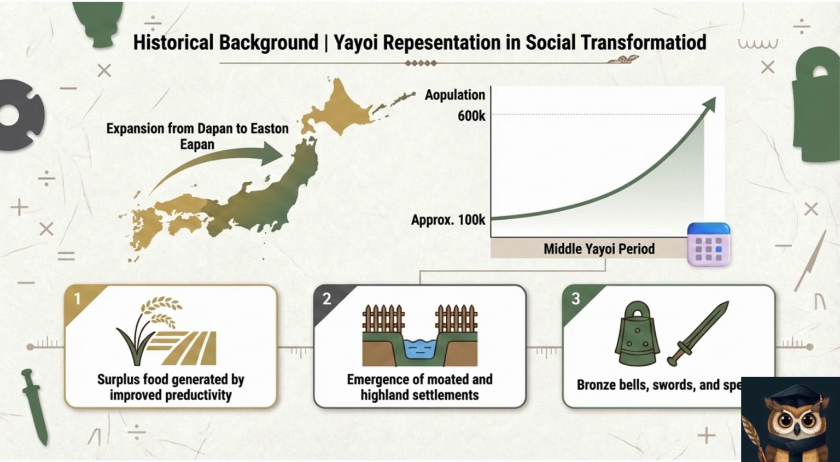Third, the archaeological evidence. 3 categories define this period: bronze bells and weapons, both ceremonial and military; moated settlements, villages surrounded by defensive ditches, proof that communities felt threatened enough to invest enormous labor in fortification; and highland settlements, villages relocated to hilltops, which are harder to attack but worse for farming. That trade-off tells you something important: survival mattered more than agricultural convenience.